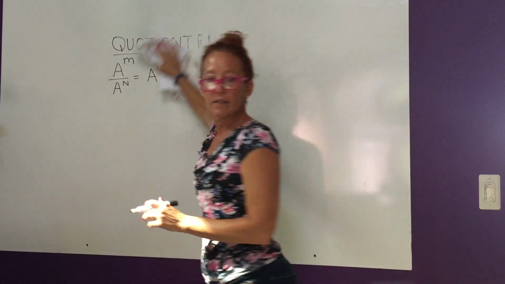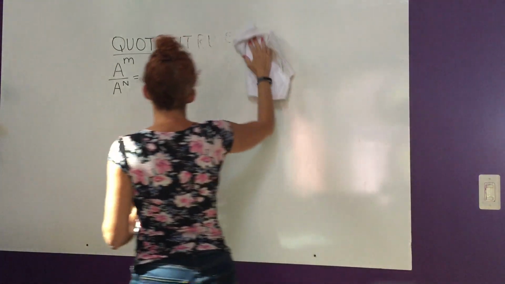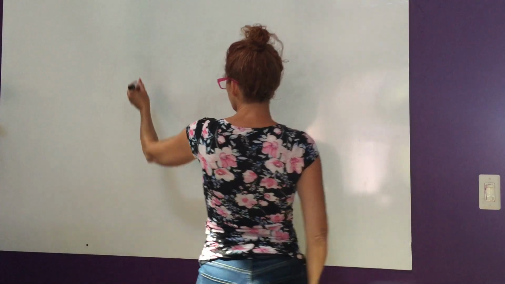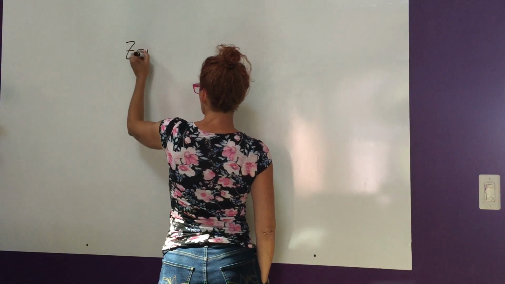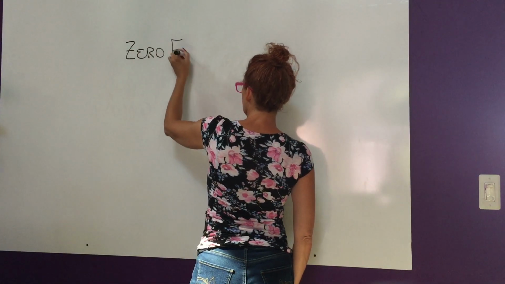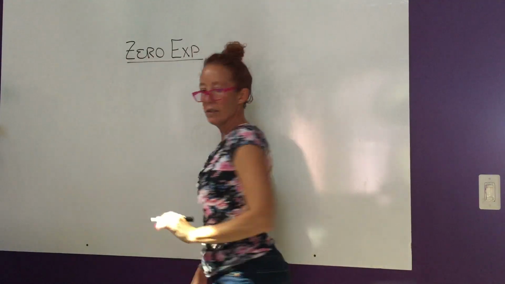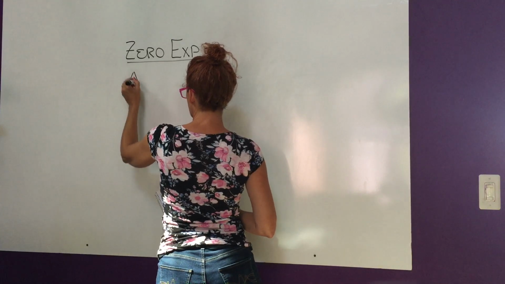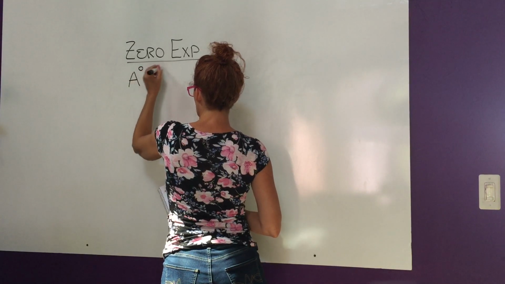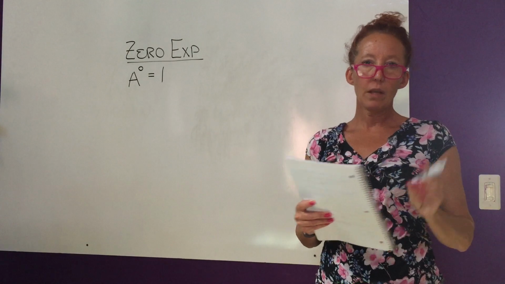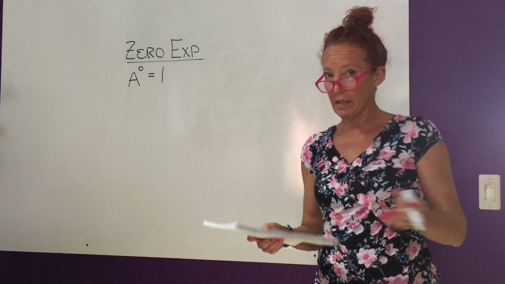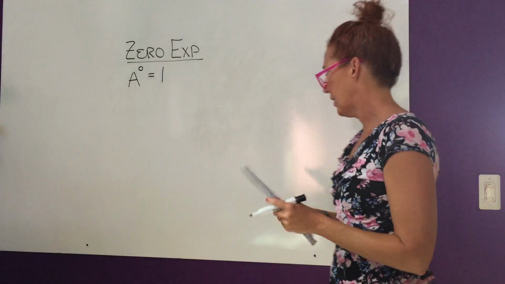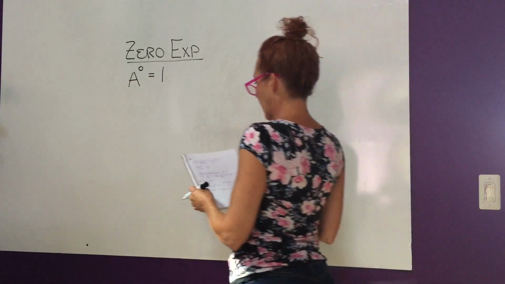The next one is called the 0 exponent rule. The 0 exponent rule in its most general form is simply this: anything to the 0 power is 1. It seems easy enough, but sometimes it's hard to remember, and there are little tricks that go along with this that are easy to forget.